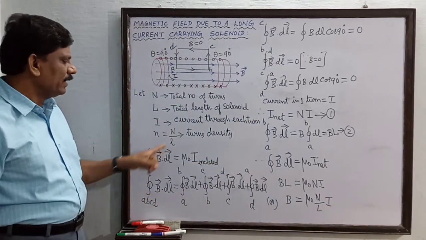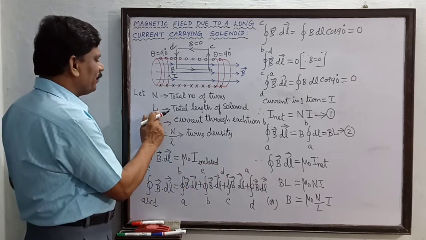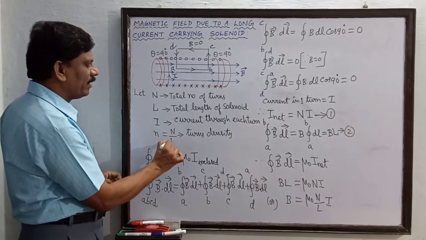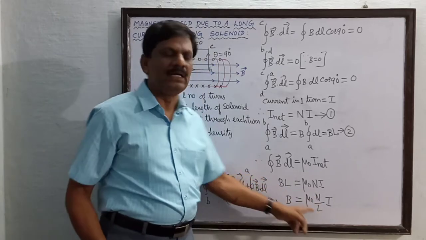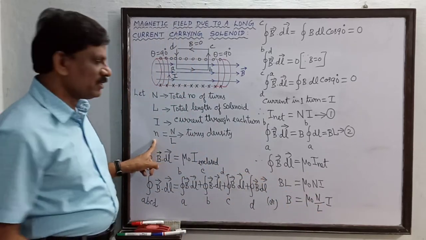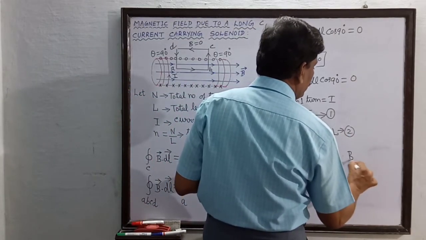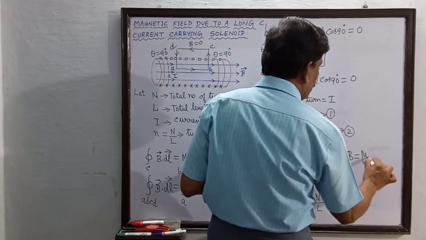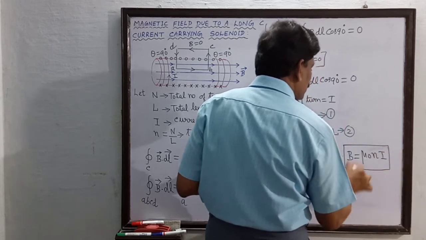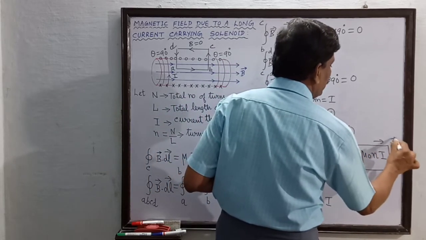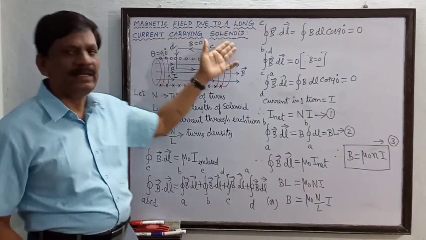So, what is N by L? If this L can be taken as capital L also. So, here capital L I have taken means here also I can substitute capital L for the total length of the solenoid. So, this ratio of N by L is equal to what? The turns density small n. So, I am going to substitute here small n. Therefore, B is now equal to mu naught into small n into the current I flowing through each turn. So, this is the final equation number 3. So, this is the required equation for the magnetic field due to a long current carrying solenoid.